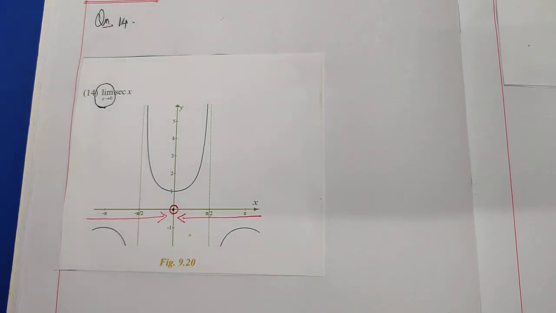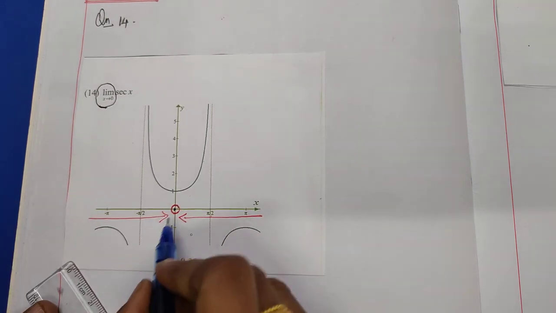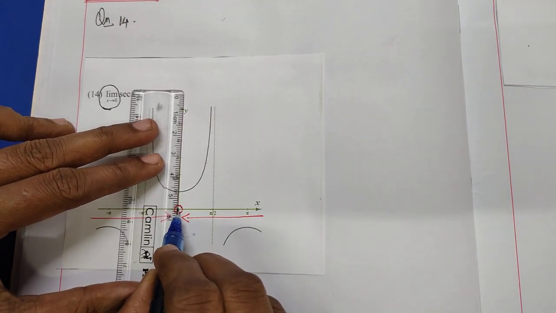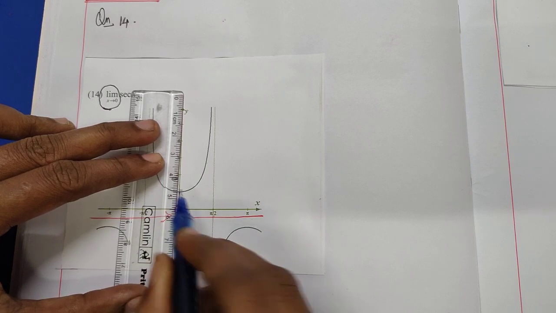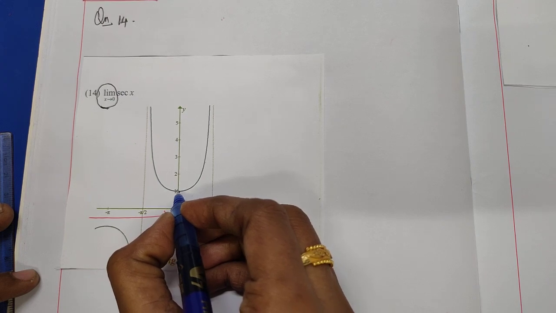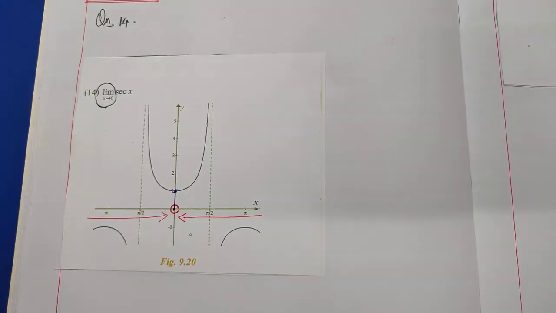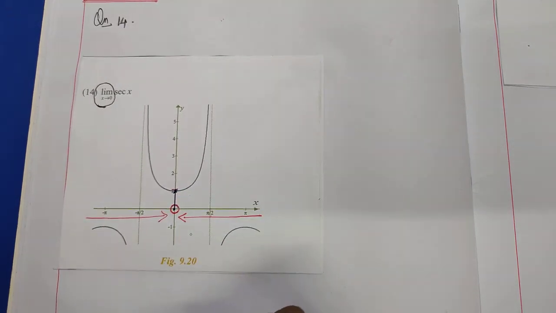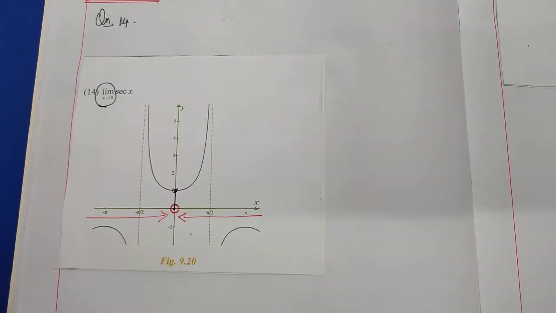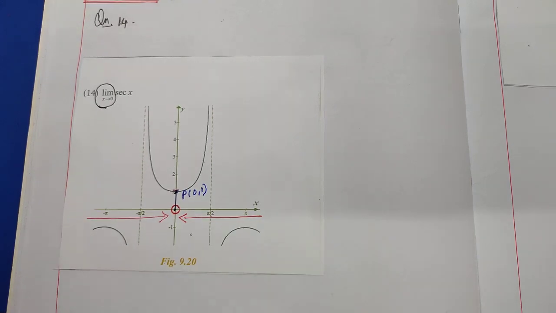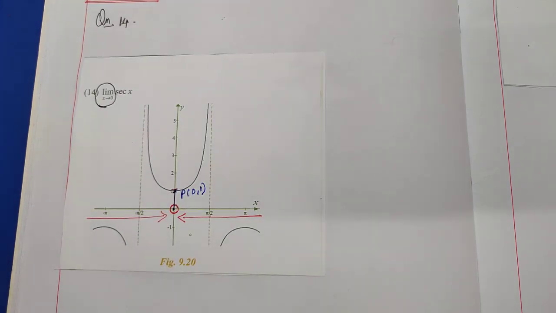Now draw a vertical line through 0. That vertical line meets the curve at y is equal to 1. So y is equal to 1. This point is noted by (0, 1).